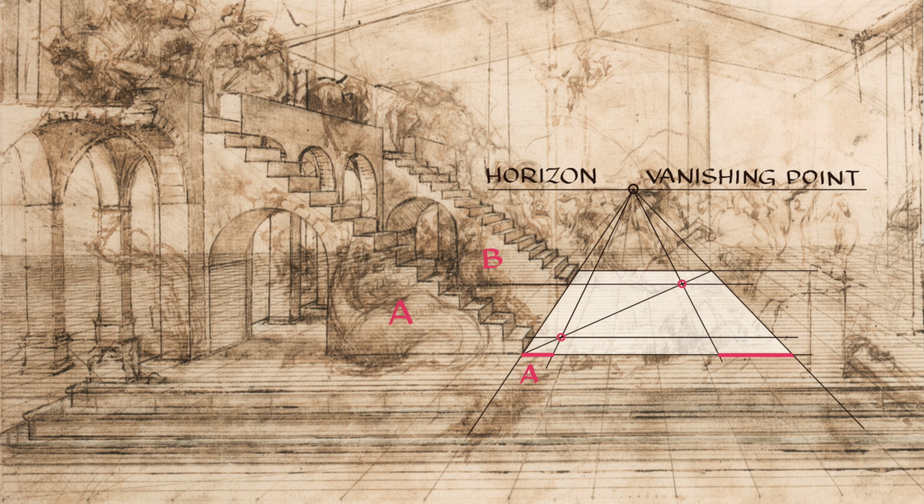I will label them as A and B the same way as before. You can see that the dimension A is almost 3 times smaller than B, which means that the actual width of the first staircase is smaller than the second one.